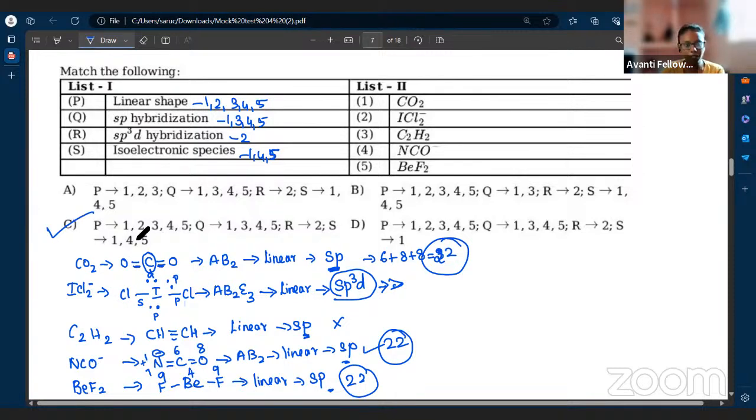Clear with this question, everyone? This is an easy question only. Clear? Fine. So moving to the next question.